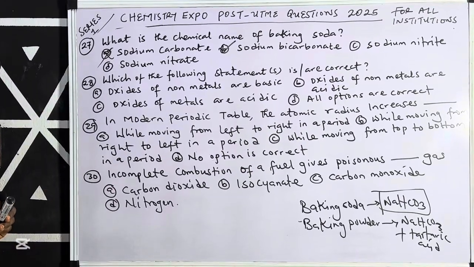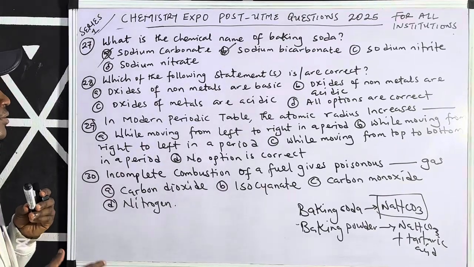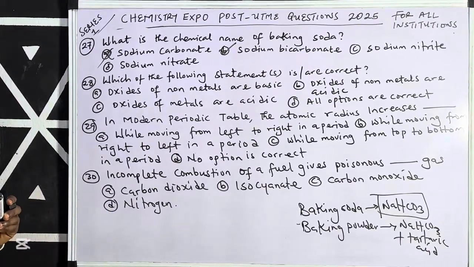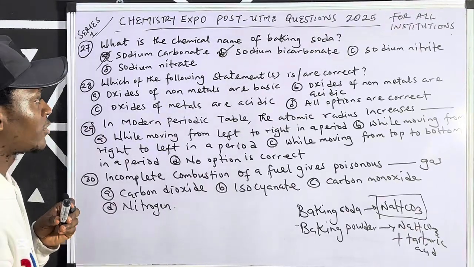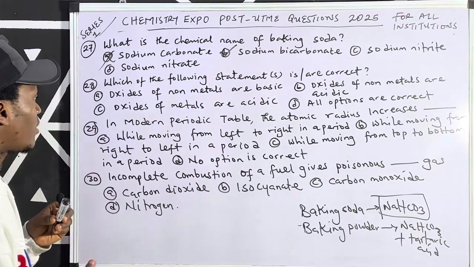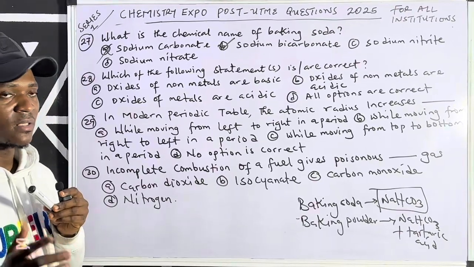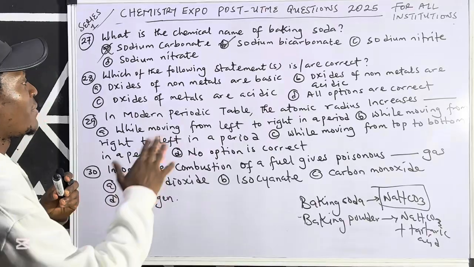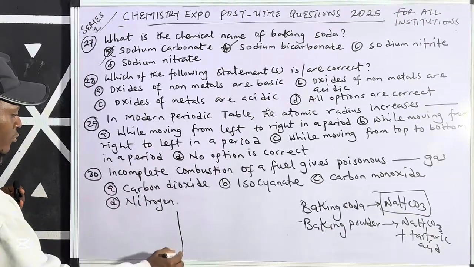Then 28. Question 28. Which of the following statements is or are correct? A. Oxides of non-metals are basic. B. Oxides of non-metals are acidic. C. Oxides of metals are acidic. And D. All options are correct. Let's confirm something. They only mentioned oxides of metals, oxides of non-metals. Let's focus on those two.